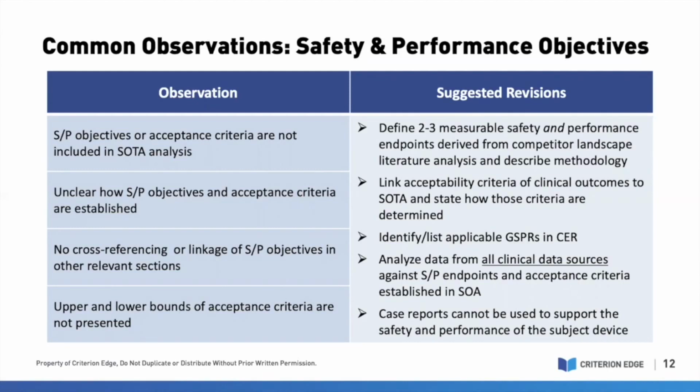Be sure to define at least 2 measurable safety and performance endpoints derived from the competitor landscape literature, and describe methodology and link the acceptance criteria to clinical outcomes described in the state-of-the-art section. And I say 2 here, I don't really mean that 2 is the right number. I think 1 is too few, and 5, 6 or 7 may be too many. Just make sure that you establish multiple measurable safety and performance endpoints. And don't forget to document applicable GSPRs.